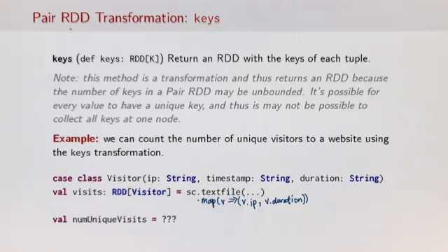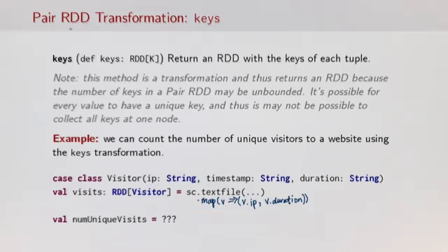As usual, let's look at an example to try and make the keys method a little more concrete. In this example, we're going to try and use this method to count the number of unique visitors to a website. So let's say we have a case class Visitor here, and we have various pieces of information. In this case class, we have the IP address of the person who visited the site, the timestamp that they visited at, and the duration that they visited for. So let's say we have an RDD full of instances of this Visitor type, and then here I make a pair RDD out of it.